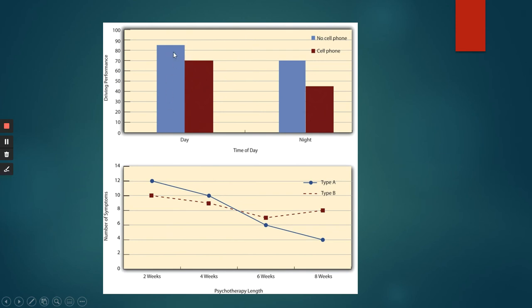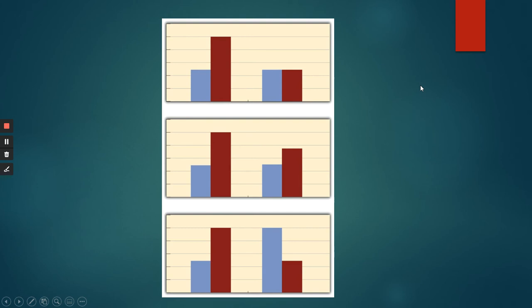So no cell phone folks are better drivers than people who have cell phones with them. So that relationship is the same whether it's at day or night, but it's a spreading interaction in that the difference is greater at night. That cell phone owners, carriers are more affected negatively by nighttime driving versus those who don't have cell phones. They're impacted, but they're not impacted as much as those who have cell phones. That's a spreading interaction. And a crossover interaction is that there's a flip.